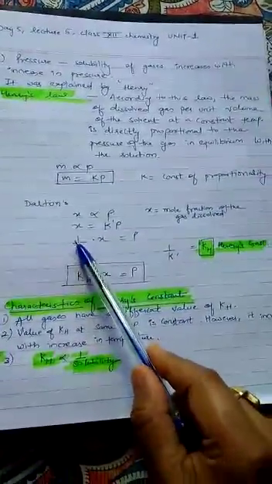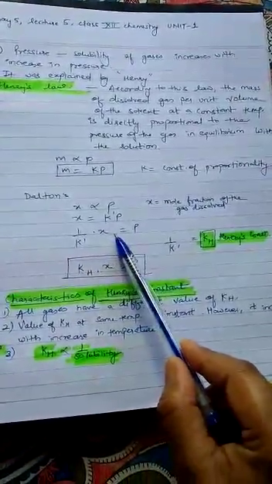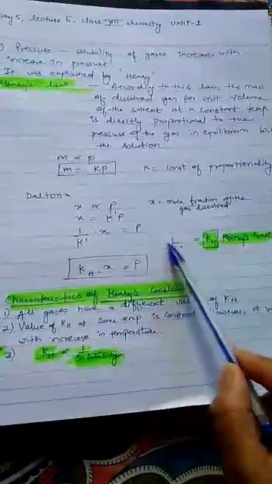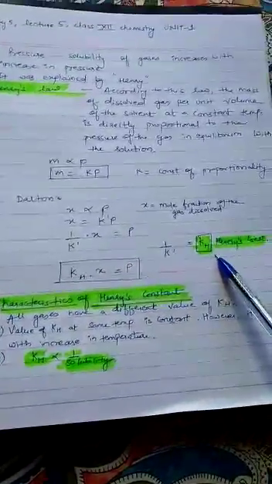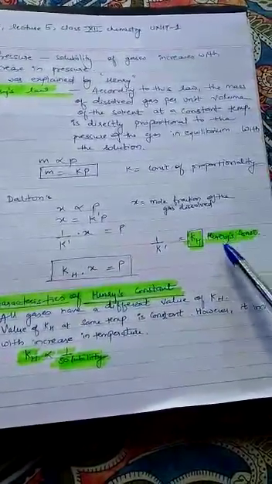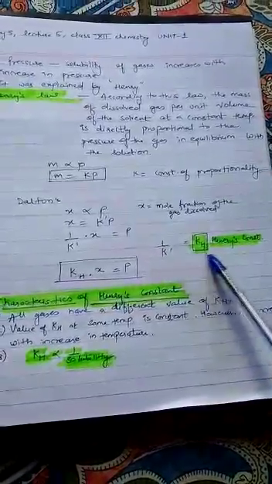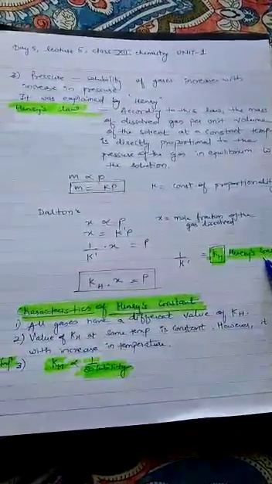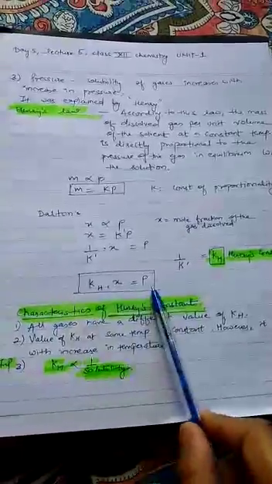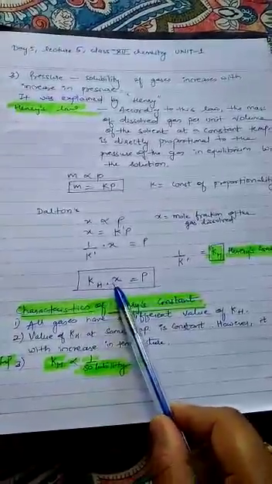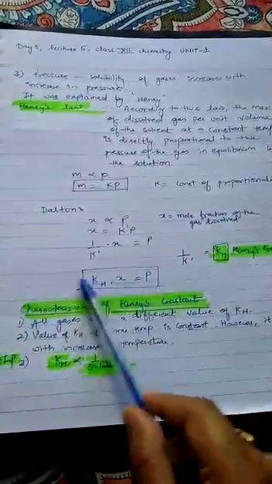So if I write 1 by K dash into X equals P, then here 1 by K dash equals KH, which is Henry's constant. KH is the Henry's constant. So the relation is KH into X equals P.